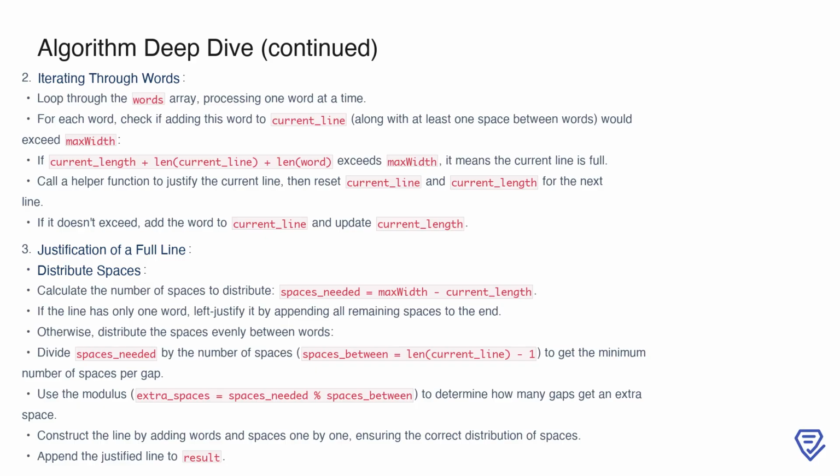The process of justifying a full line is particularly important. We calculate how many spaces are needed to fill the line using spaces_needed equals max width minus current_length. If the line contains only one word, we left justify it by appending all the remaining spaces to the end. Otherwise, we distribute the spaces evenly between words. To do this, we calculate the minimum number of spaces per gap using division and determine how many gaps get extra spaces using the modulus operator. Finally, we construct the line by combining words and spaces step by step, ensuring the correct distribution. The fully justified line is then added to result.